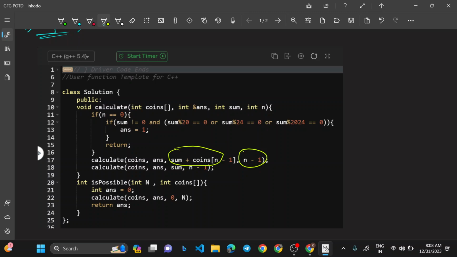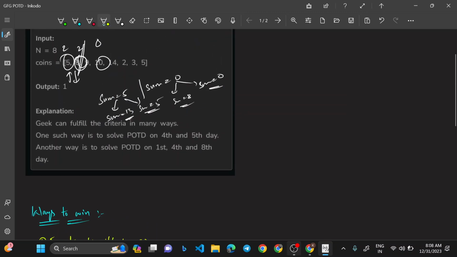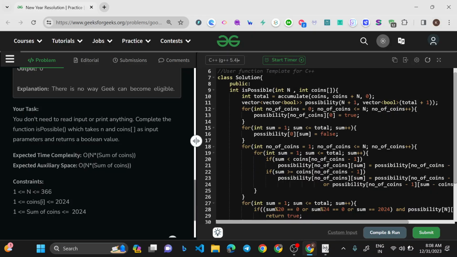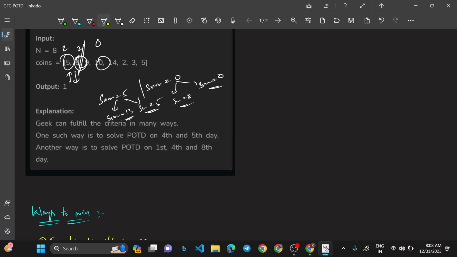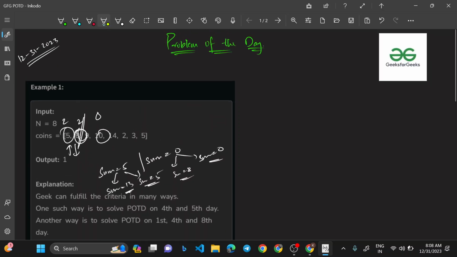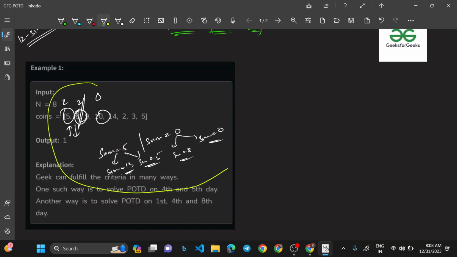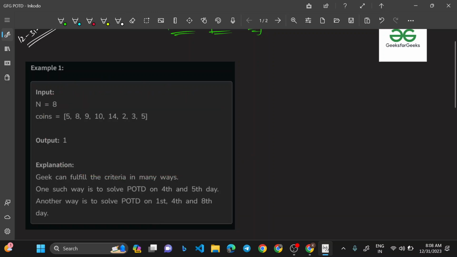But this also will not work because the constants are pretty high. So coins of 2024, sum goes to 2024. So even memoization does not work for some of the cases. So that's the reason we need to come up with some good approach. Fine. So what is that approach?